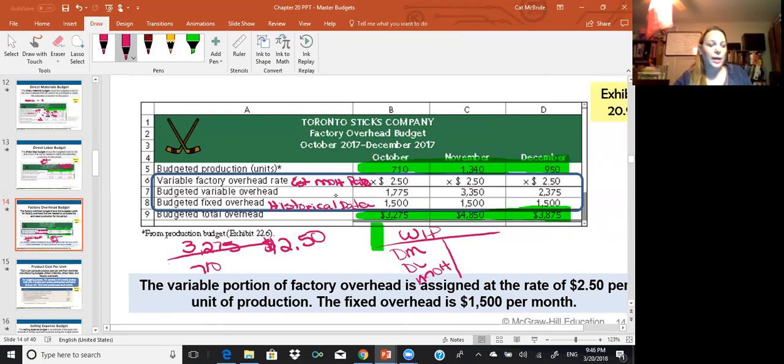Okay, does everyone agree it's right? No, it's not. 3,275 divided by 710. That's $4.61. Would somebody check the number? It's 4.61. Where'd you get that?